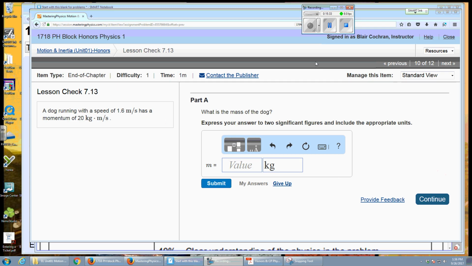All right, so number 10. We have a dog running with this. It has the momentum of this. What is the inertia of the dog? Remember, whenever they say mass, what they really mean is inertia. They just don't want to scare you with big words. Oh, they've been nice. They gave us all base units here: meters per second, kilogram meters per second, and then kilograms. Goody.